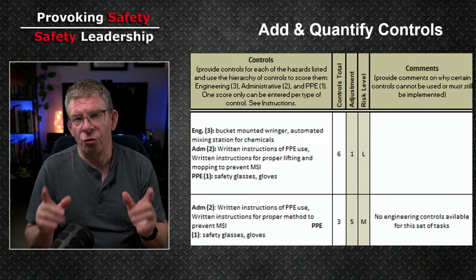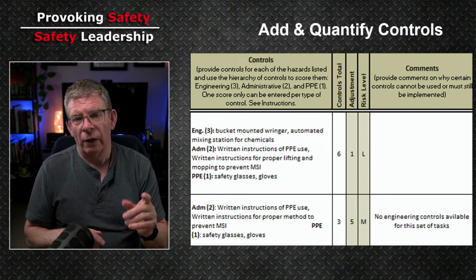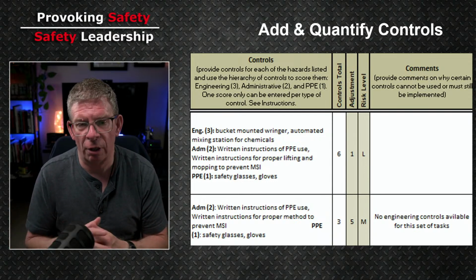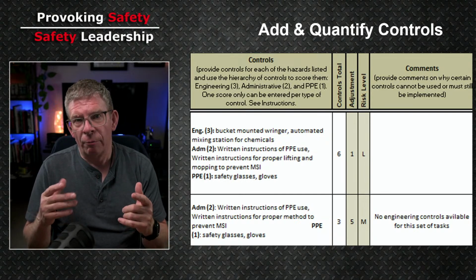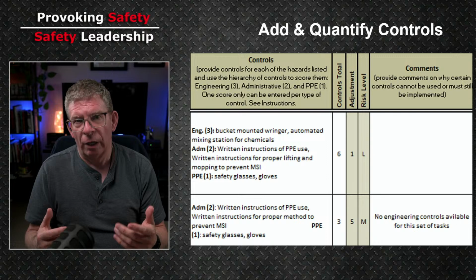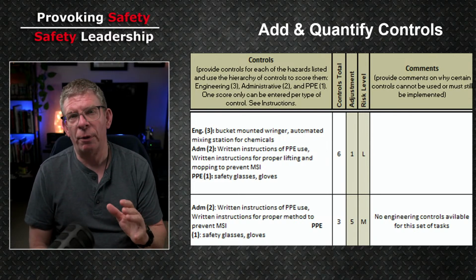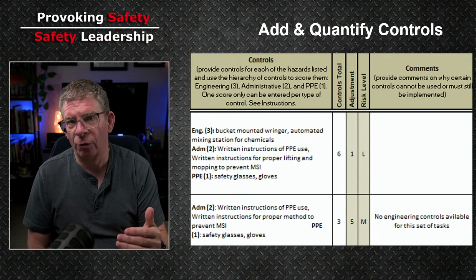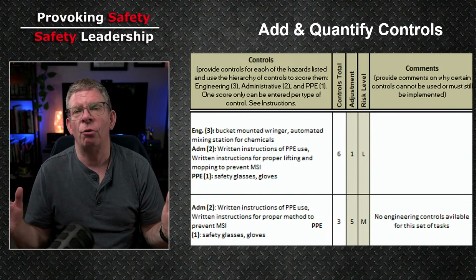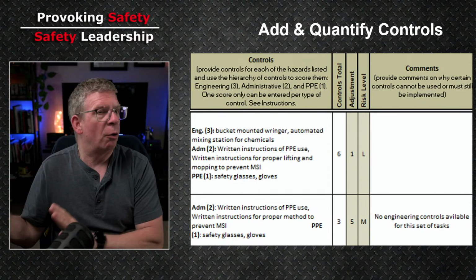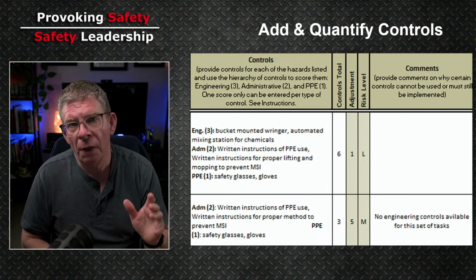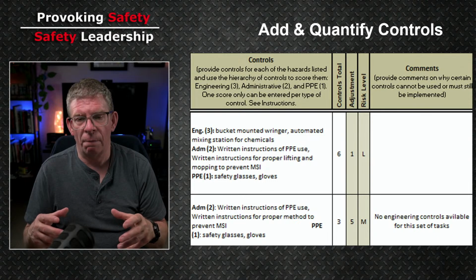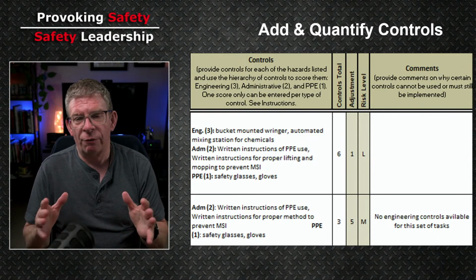As you can see too, the controls are each only scored once. Like we have a bucket-mounted wringer, automated mixing station for chemicals. These are hazard or engineering controls. You don't get multiple values. And the reason is, the idea is there's always going to be risk. If you were able to layer multiple controls and then give them multiple values, you'd end up with a negative. There is negative risk, a whole different conversation and a different application, but this is not a case where you want to do that. You want to just give them that single score.